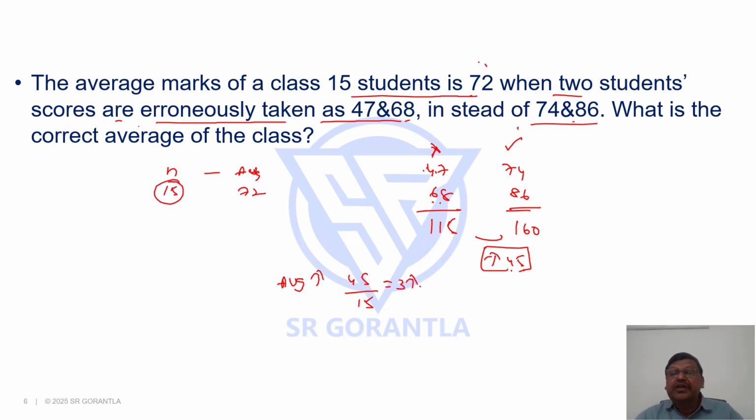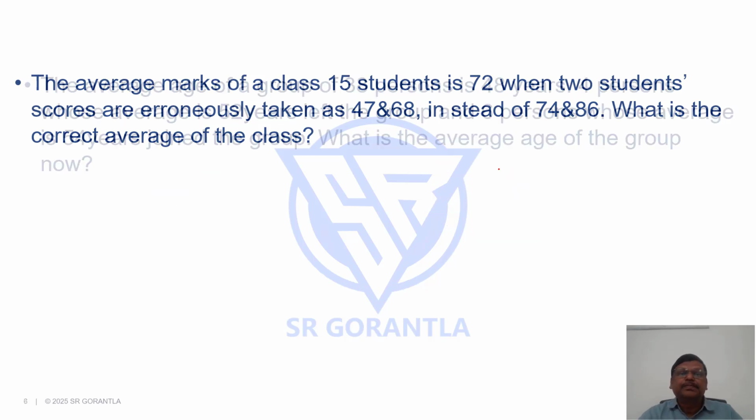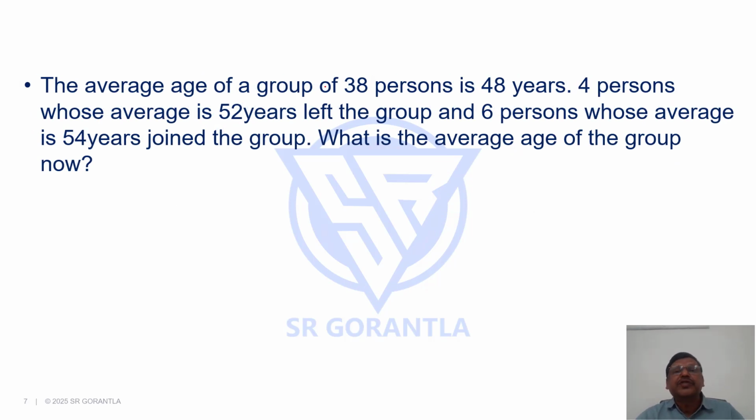That means the original average of 72 is not right. The correct average is going to be 75. The answer is 75. Again, we are avoiding big multiplications. Done. Let's take the last one. This is a gem of a question.